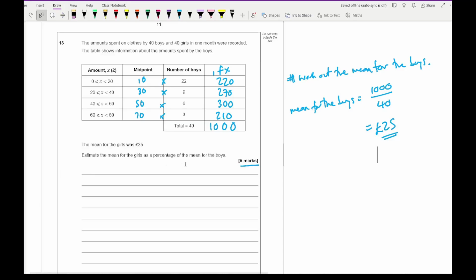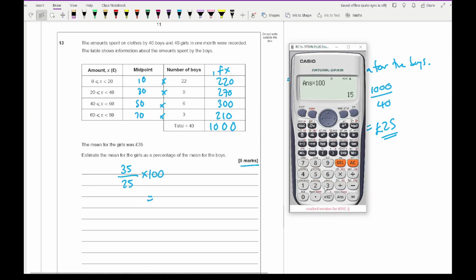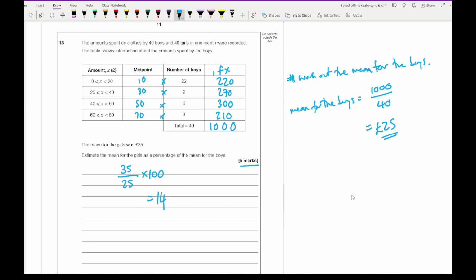So here, what we then need to do is to work out the estimate of the mean of the girls as a percentage of the mean of the boys. So what we need to just do here is 35 divided by 25 multiplied by 100, and typing that into the calculator, that gives me an answer of 140%, which kind of makes sense because the girls' mean was greater than the boys'.